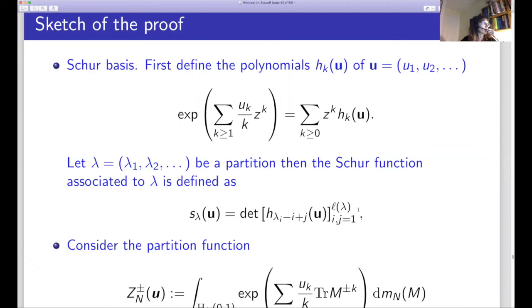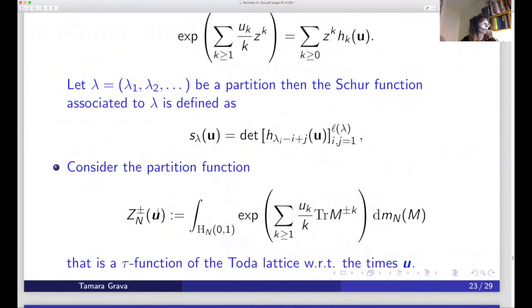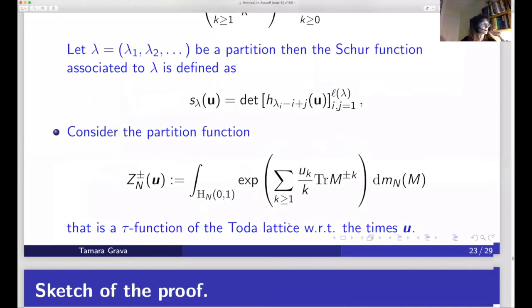Now I consider the Jacobi ensemble, and I introduce the case of positive or negative trace, and this generating function. We can fix on only positive times. And this is well known to be a tau function of the Toda lattice, okay? I'm not specifying how much I can go into the sum. This will be a formal relation, because then I expand.